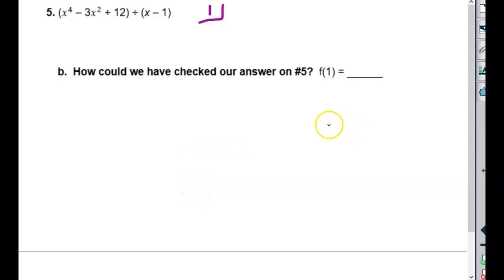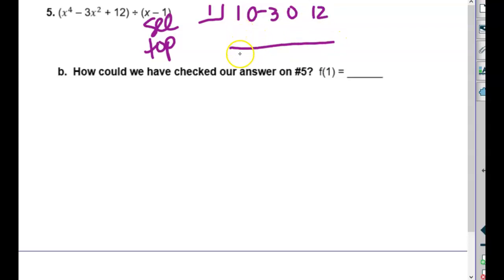Oh, we did it. It's number 5 at the top. Okay. All right. See, the top of the page was the problem we did yesterday: 1, 0, -3, 0, 12. Is that what we did yesterday? We brought it down, multiplied, added. Multiplied, added.